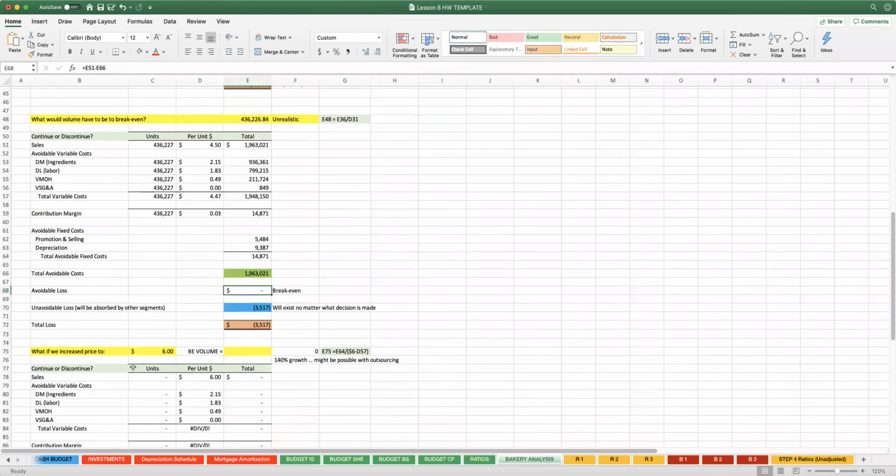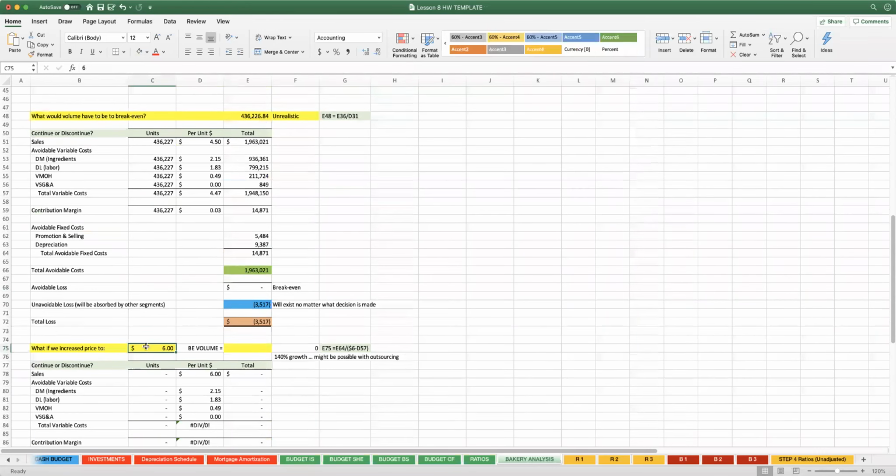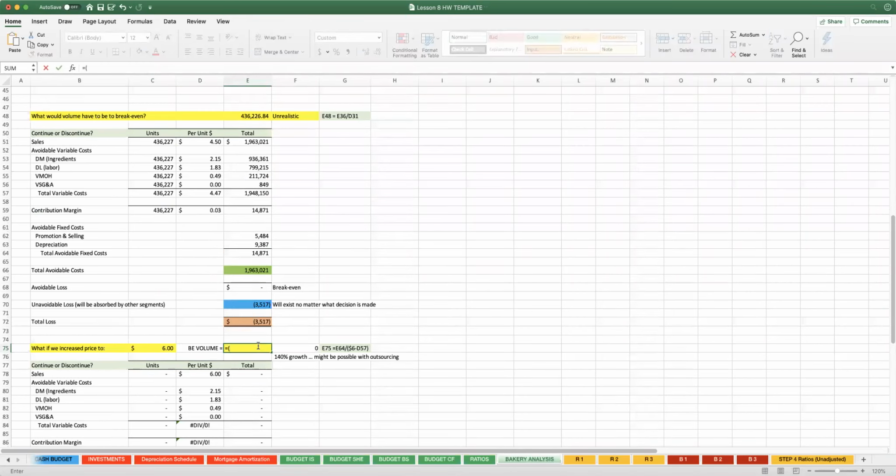And then I said, what if we increase the price to 6? So remember, we're charging $4.50 right now as our price. What if we increase the price to 6? What would the volume have to be? So let's restructure this. Go get the, you can do it right there, that's fine. E64, so following the instructions I gave you. And then divide that by, not the contribution margin, because that 3 cents is based on 4.50. So you have to start over: 6 minus that variable cost. That's how you get contribution margin.